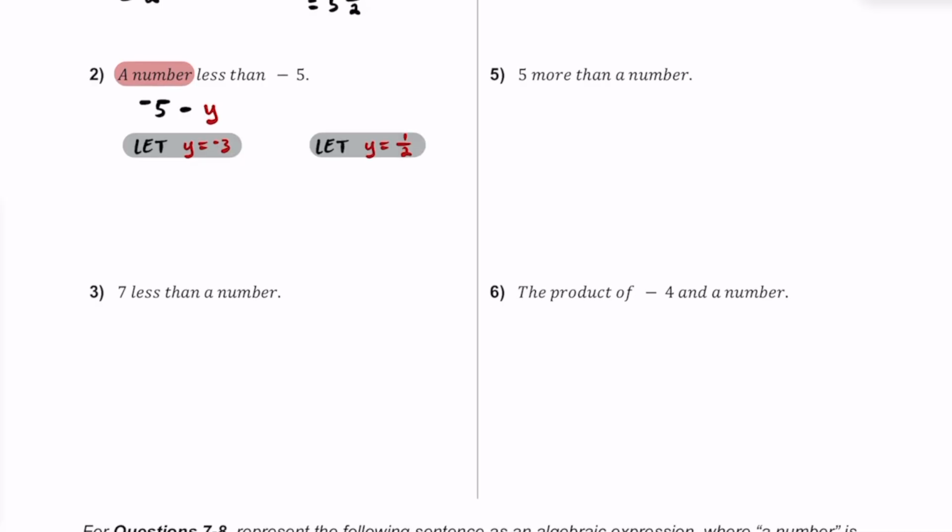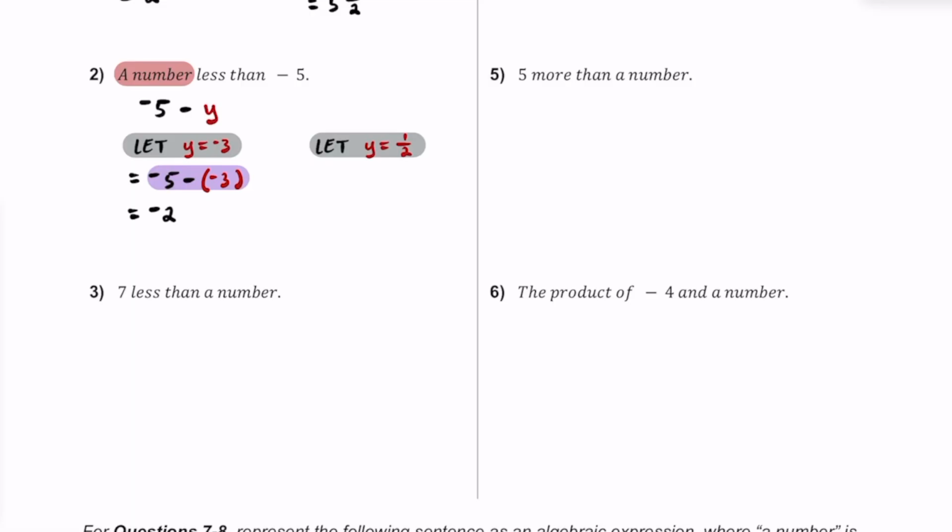Now let's evaluate it when y is equal to -3 and when y is equal to 1/2. So in the first scenario, we're going to have this -5. Let's take away this -3, so keep that in parentheses here. All right, and then if we evaluate this expression, again, it's just going to be one step here. -5 take away a -3 is really just -5 plus 3, and that's going to equal -2.